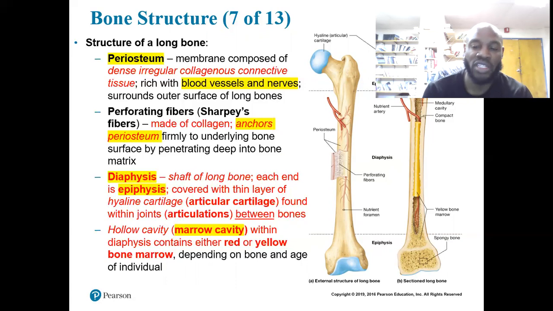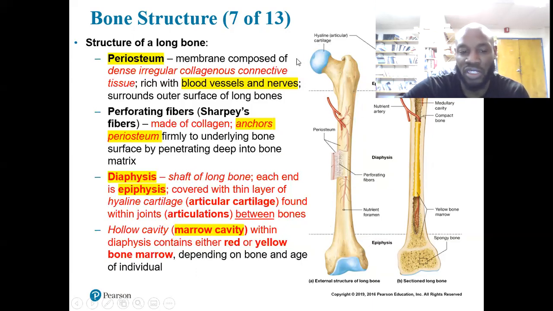The bone then has what we call the long shaft. So this long portion in the middle, we call that the diaphysis, this long shaft. We call the ends of the bone, both ends of the long bone, the epiphysis, right? And so the diaphysis is a long shaft. The epiphysis is the end of the bone.